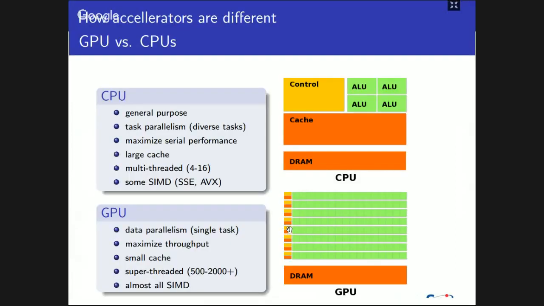Some differences between the GPU and the CPU. Well, the CPU, you know, is a general purpose thing. It has task parallelism, so it can process different tasks. It tries to maximize the serial performance. It has a large memory pool, either the cache, I think we talked a bit about that, so it's very close to the central processing unit, or the usual RAM. But you can see this orange region in the CPU is way larger than in the GPU. So this is a main difference.